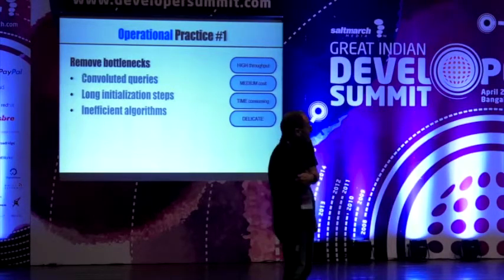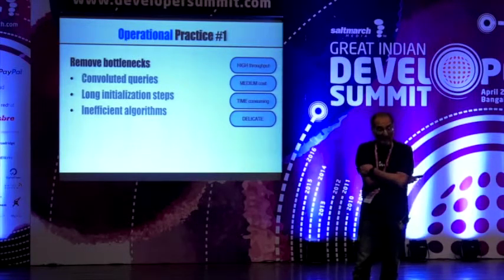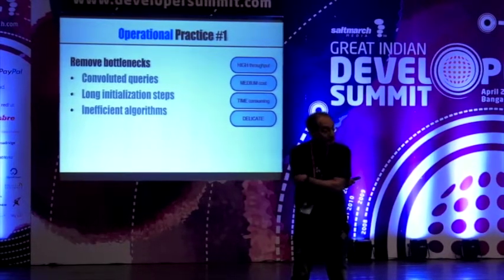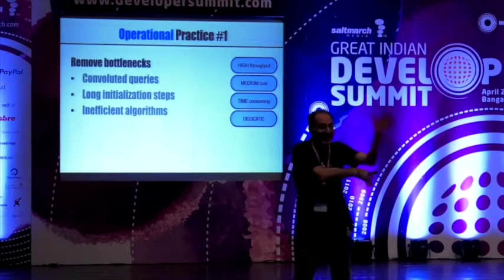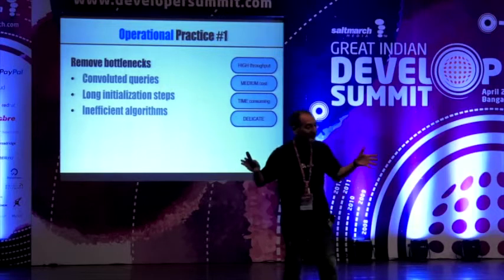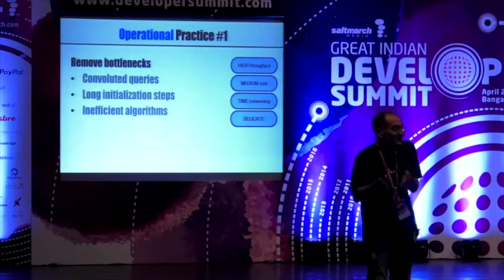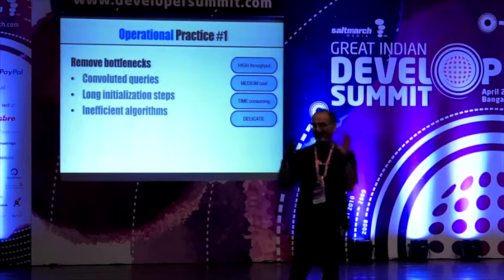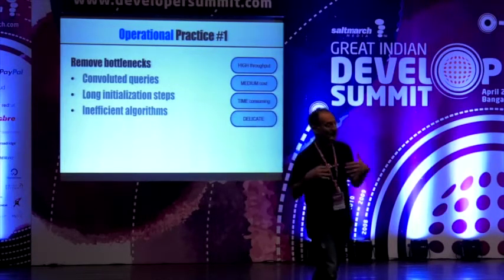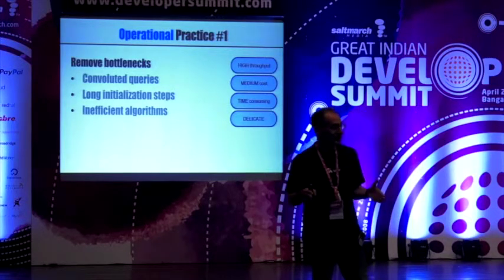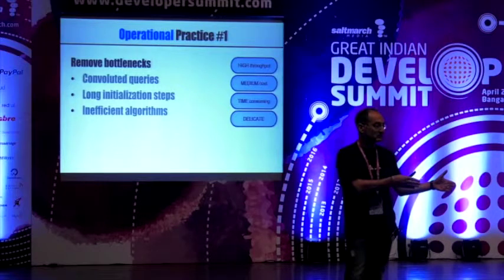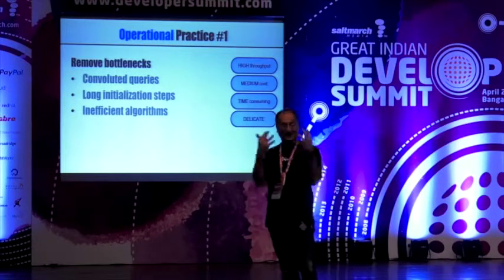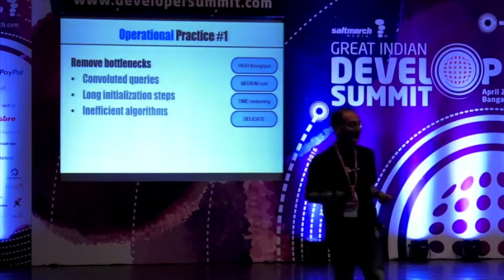Now, the first operational practice that comes to mind is removing bottlenecks, whatever you have. Yes, it's all about performance. Scalability and performance are clearly different things. But a slow application is not the ideal starting point for having a scalable system. So the first thing you want to do is make the application well done. So removing bottlenecks. What kind of bottlenecks? Essentially queries. If I have to identify it, the number one problem is how you get data.